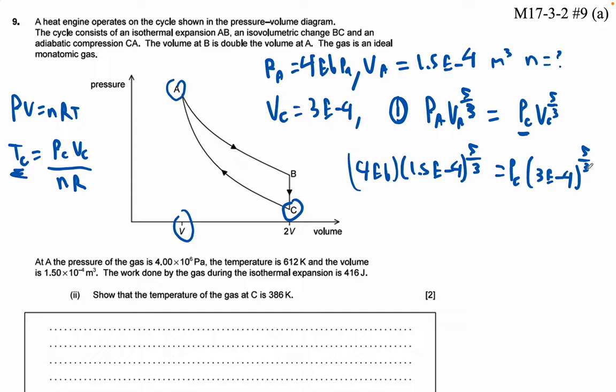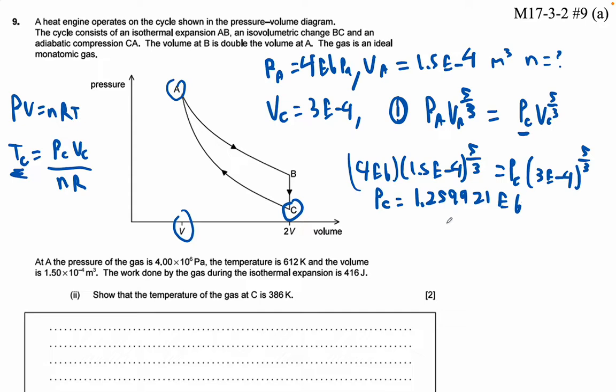I'm getting that the pressure at C is 1.259921, and that's E6. It's not putting it in scientific notation for me, but that's what it's got to be. So I'm going to store that in C.